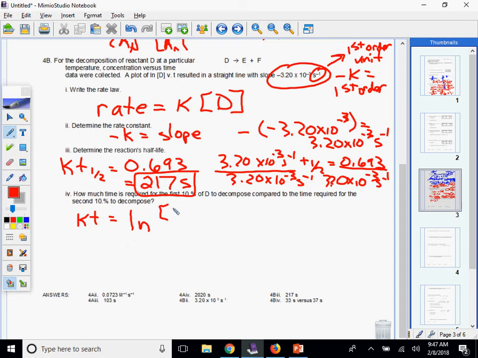Ln, okay. All right, so I have a K value already. Yes, but I don't have the time, so I'm going to say equals my K, which is 3.20 times 10 to the negative third times t. I'll put that in brackets. Ln concentration. What's my initial going to be?